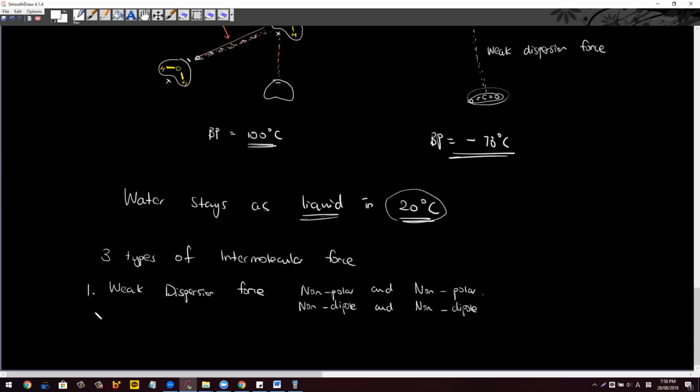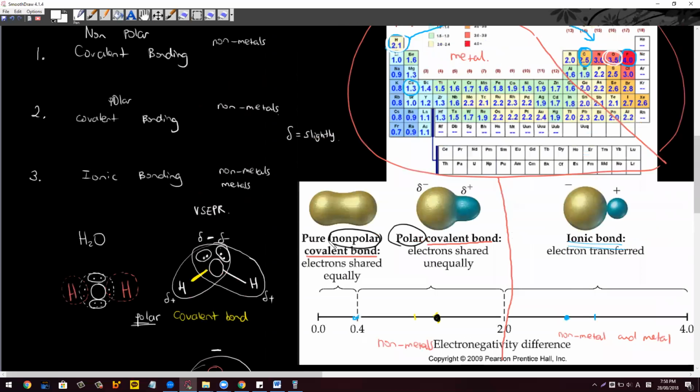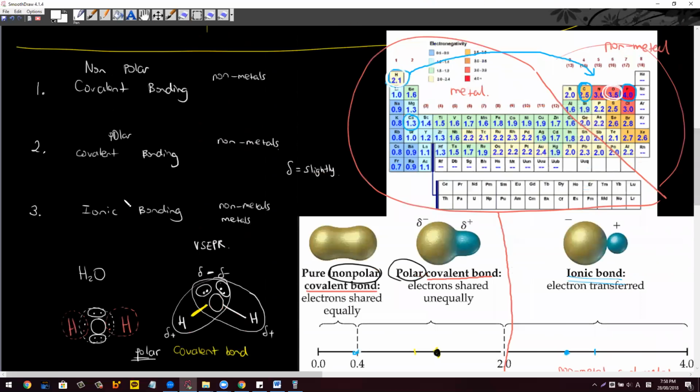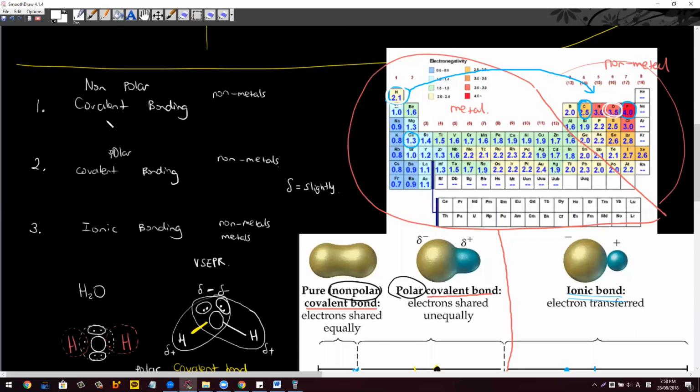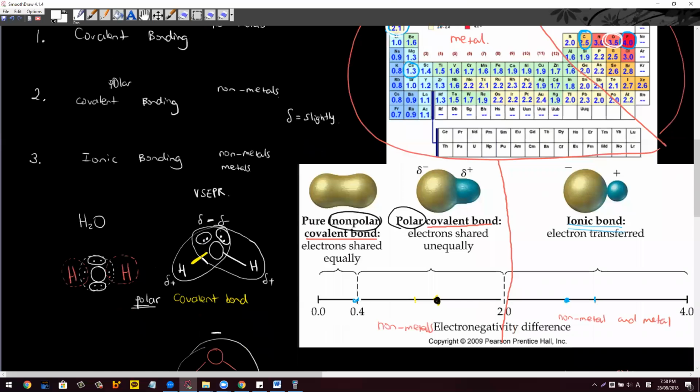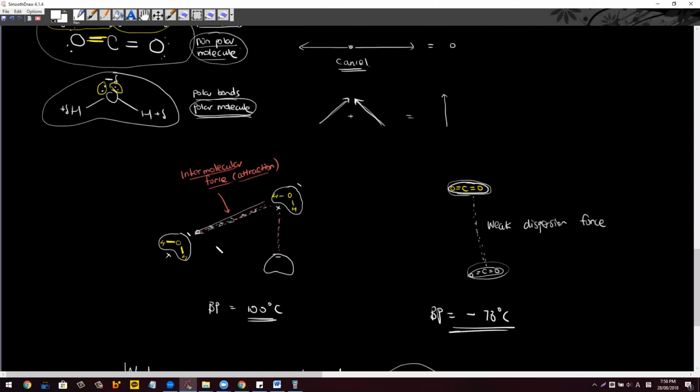Now, you see how we talked about 3 different bonds, this one here, this one here, this one here. These are often called intramolecular force. That's inside of the molecule, like in here. But what about this one? This is known as intermolecular force. This is between molecules. Does that make sense?